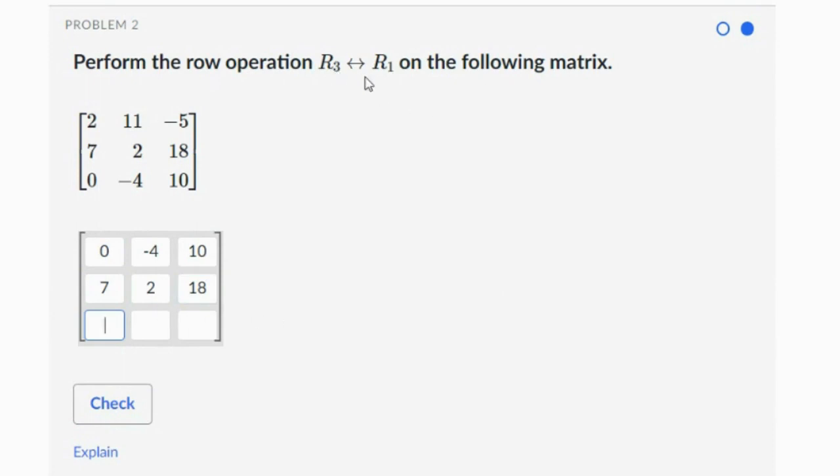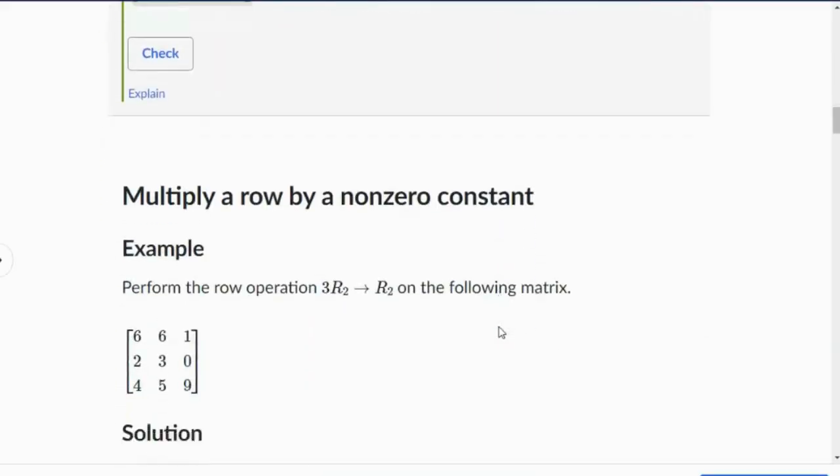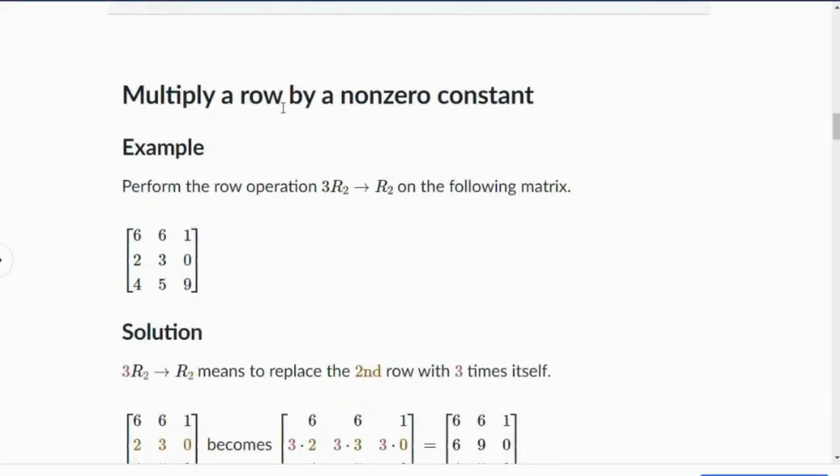So now the third row and the first row changing places means, yeah, we have to put the 2 and the 11 and the -5 in there. Check that. Hey, we're good. All right, let's practice the second one, multiplying a row by a non-zero constant.